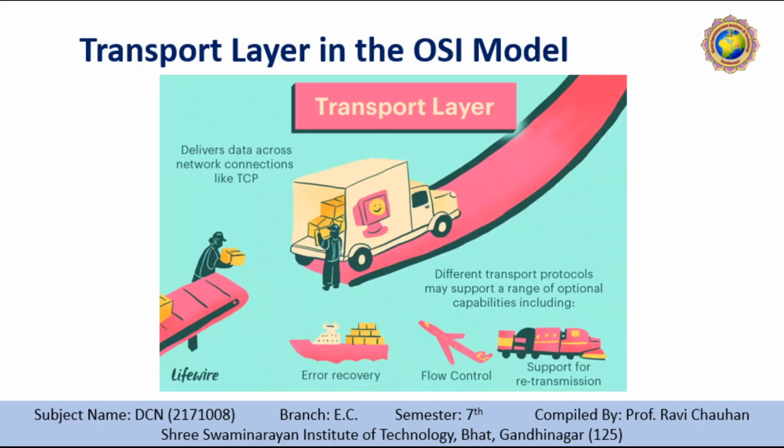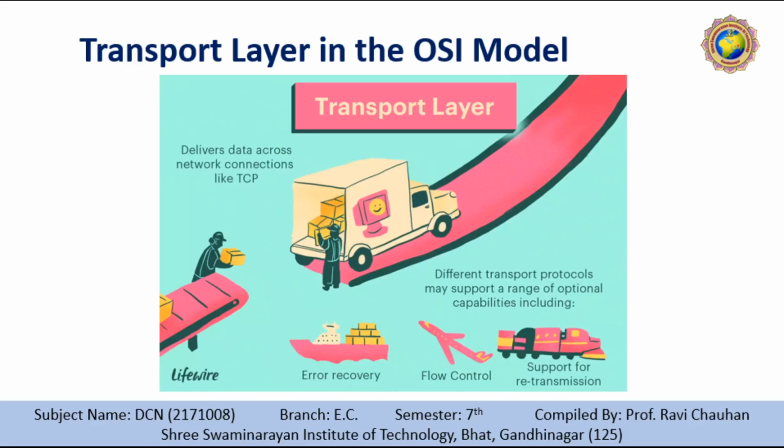So let's define the transport layer. The transport layer is responsible for process-to-process delivery of the entire message. A process is an application program running on the host. Suppose on one PC a particular PDF viewer is running, and on the receiver's PC a PDF viewer is also running. So there is a process. A PDF viewer is a process, or application program, running on the host.